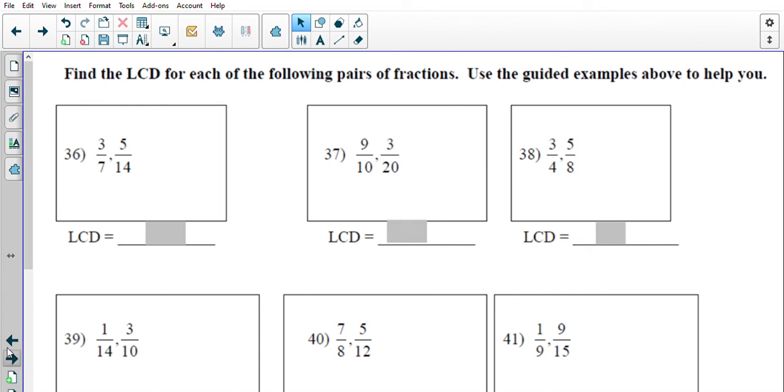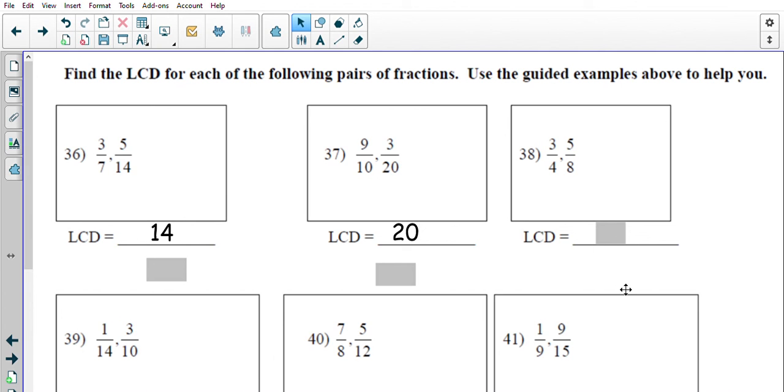That is important. So number 36, I have 3/7 and 5/14. I'm trying to find the least common denominator for those two fractions, which means the least common multiple of 7 and 14. Since 7 goes into 14 evenly, 14 is our least common denominator. And number 37, we've got 9/10 and 3/20. We're looking for the least common multiple of 10 and 20. Since 10 goes into 20 evenly, 20 is our least common denominator. Always think, what can I rewrite both fractions with a denominator of? And if you're thinking 10, well, you don't want to write 3/20 with a denominator of 10 because then you'll end up with decimals. So it's always going to be at least as big as your largest number.